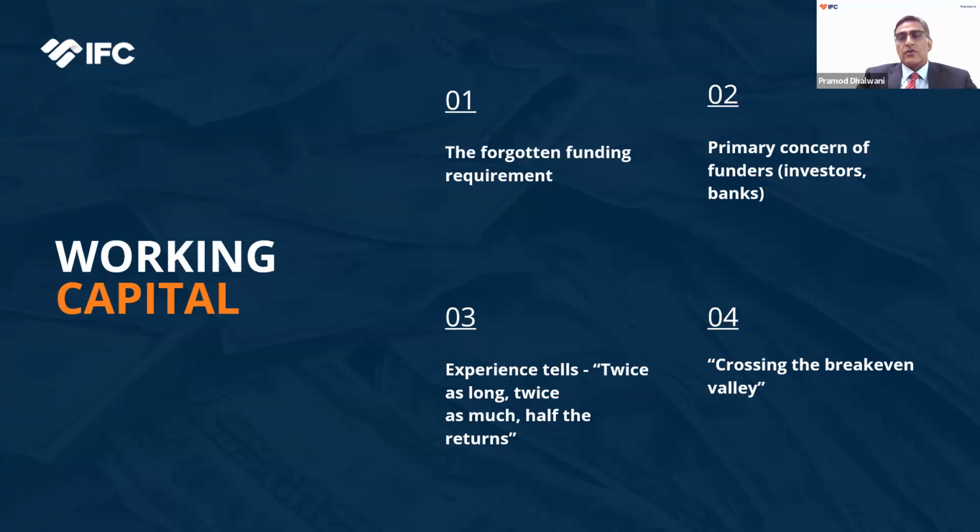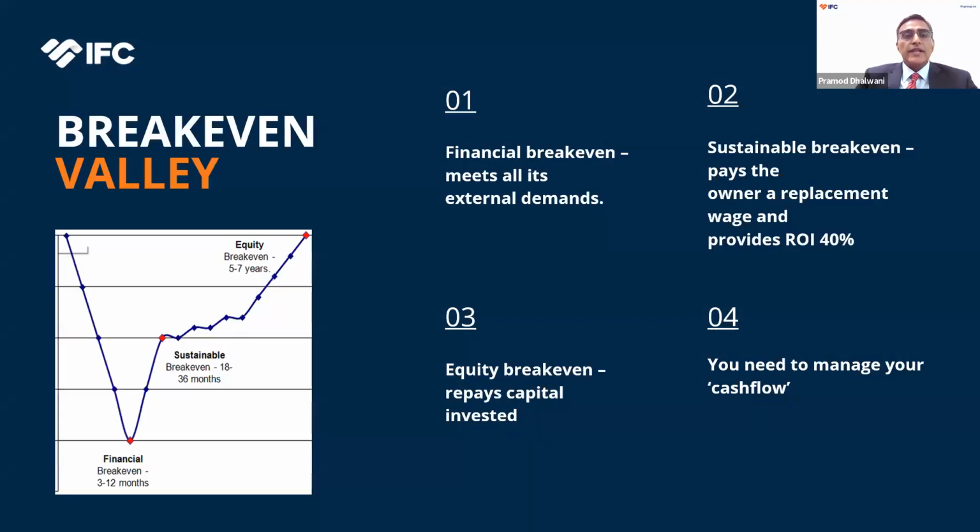And the last one is crossing the break-even valley. Just before we go on to the next slide, it's basically break-even. Everybody understands break-even is a point at which your total cost equals your total revenue. At that point, you're making neither a profit nor a loss. That's basically the break-even. But today I'll introduce a concept, which is the break-even valley, which has three different levels of break-even.